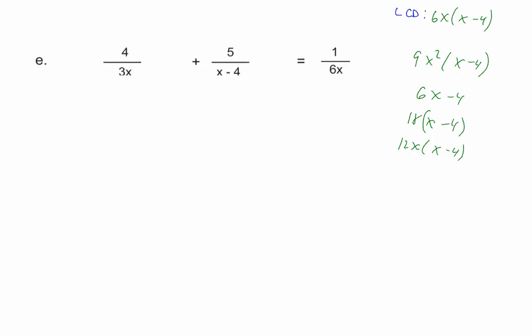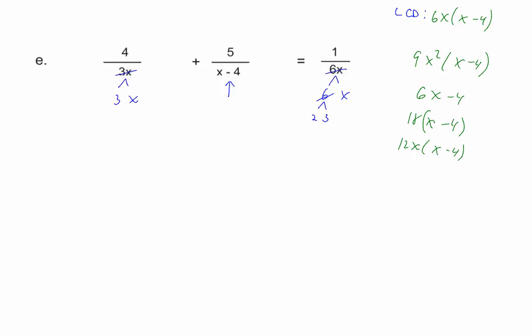What do you do? You factor the number. Would you agree that a 3x is a 3 times x? And an x minus 4 is just an x minus 4. Remember, they are one thing. And a 6x is a 6 times x, and a 6 is a 2 times 3. Agreed? Isn't this how we did every other LCM, LCD? We factored, right? Didn't we?